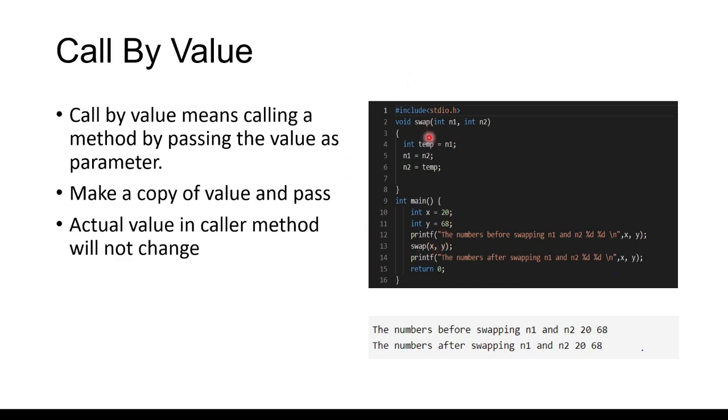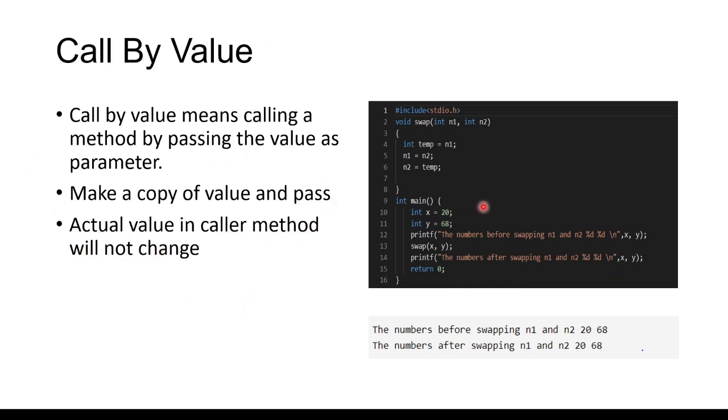And in this method, whatever operation is performed on these copied values will be present in the copied values only. That will not affect the original values. Okay, so this is call by value. Here we make a copy of the values and pass it, and the actual value in the caller method will not change. Okay, so this is call by value.